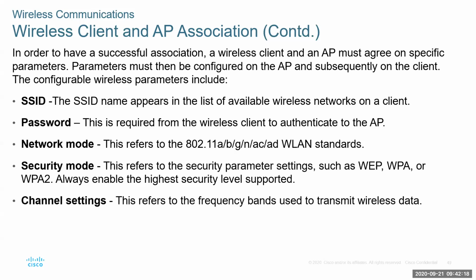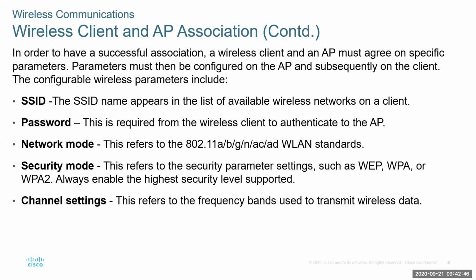In your security mode, you're going to see something like WEP or WPA or WPA2. You always want to enable the highest security level that's supported. This is typically done in order to make sure that you can get the best encryption that's going across there, because things like WEP and WPA are generally fairly easy to crack. WPA2 is a little harder in order to get the keys and the addresses for that.